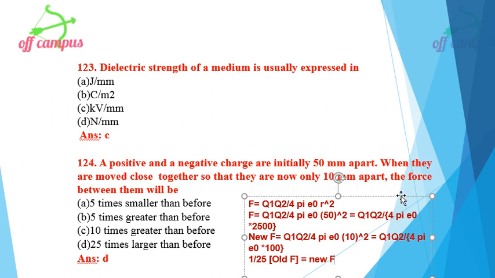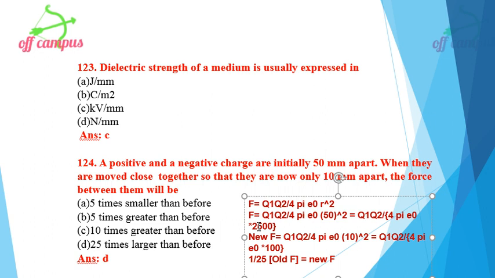Then the force between them will be 25 times larger than before. The old force is in the denominator, right? So whenever the distance is reduced, it is 25 times greater than before. Okay, the new force is nothing but 25 times greater than before, because it is in the denominator. See, 25 is in the denominator, so the value will be reduced. The new force is 1 by 100 only.